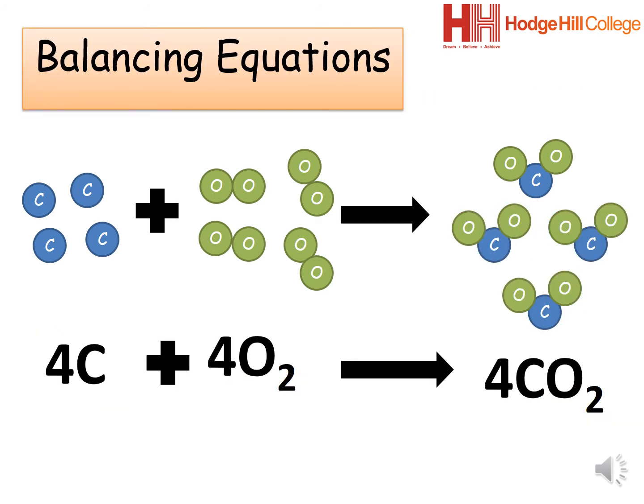What we should have found was that because there were 4 carbon atoms and 4 oxygen molecules reacting together, we will end up with 4 carbon dioxide molecules, each 1 carbon reacting with each oxygen molecule. Therefore, 4 molecules is what we should have had.